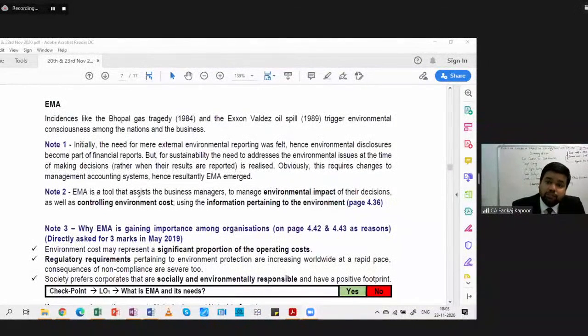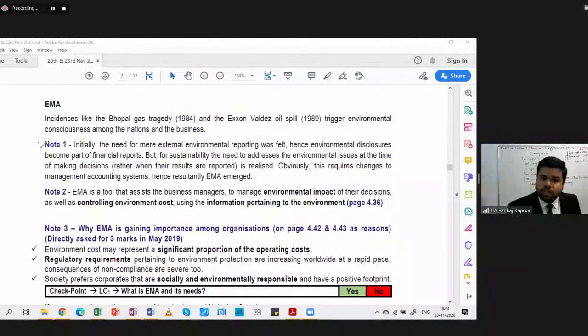But friends, I believe you will agree with me that mere reporting will not improve things. You just report that this much carbon we created, and you are not doing anything to reduce it. You are not doing anything to reduce your energy consumption. You are not doing anything to treat the water generated out of your production process. Hence, it's very important that we must consider the environment at the time when we take the decision.